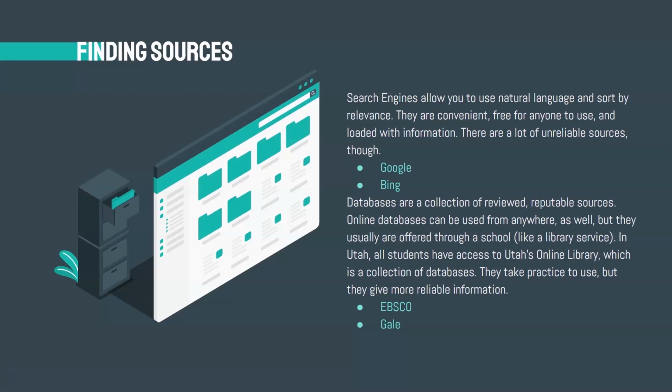Databases, on the other hand, are a collection of reviewed, reputable sources. So you can go into it more confident that there won't be articles trying to sell you things or just simple blogs or information that people made up. Those are less likely to be found on databases. They're usually offered through schools, kind of like a library service, but online. And in Utah, we all have access to Utah's Online Library, which is a collection of databases.